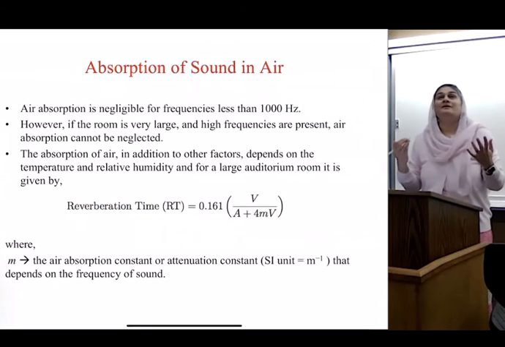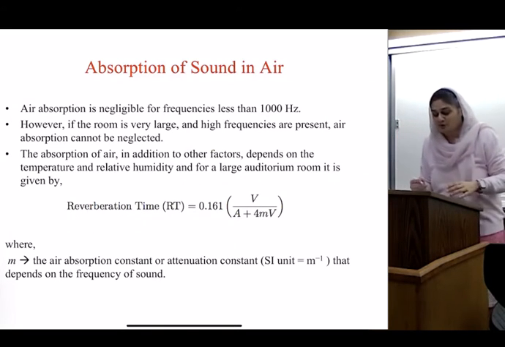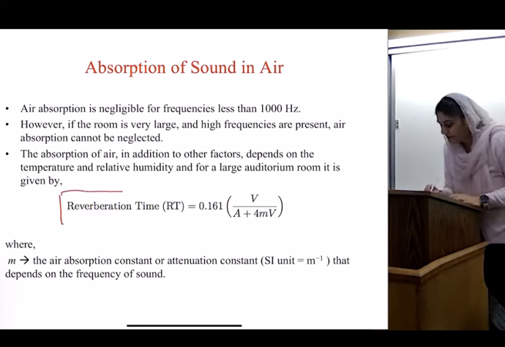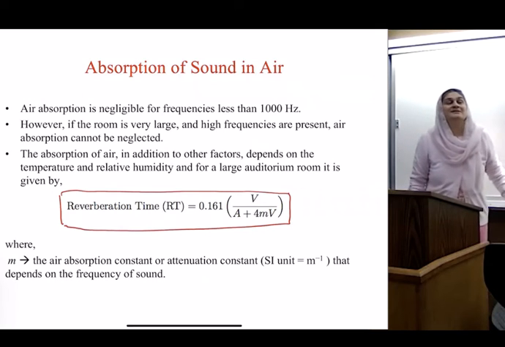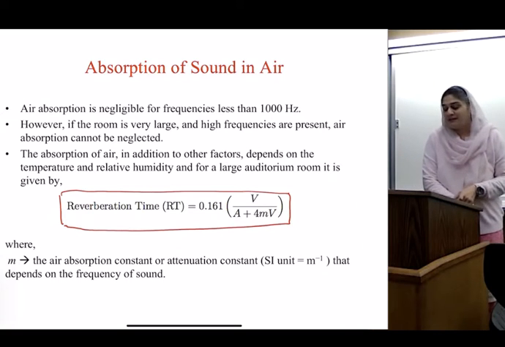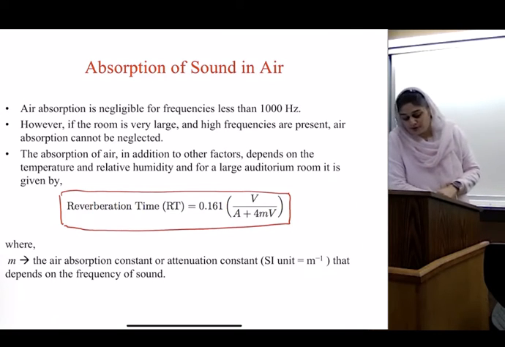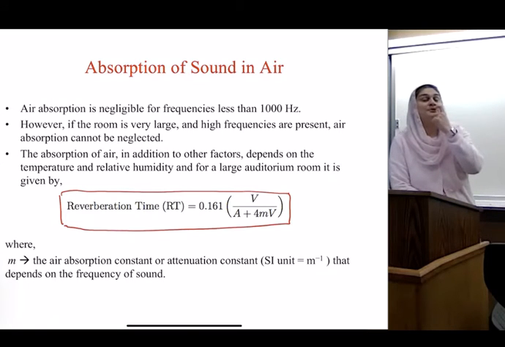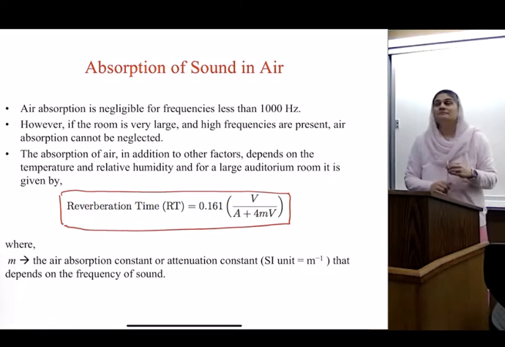And there's also air. If you are talking about absorption in air, we're going to use this formula. Again, standardizing K to be 0.161 times V, which is the volume of the room, over A, the absorption, plus 4mV. M is the absorption constant, and I've given you some absorption constants in the book. So if ever this question comes, look it up in the book. The value of M will be given.